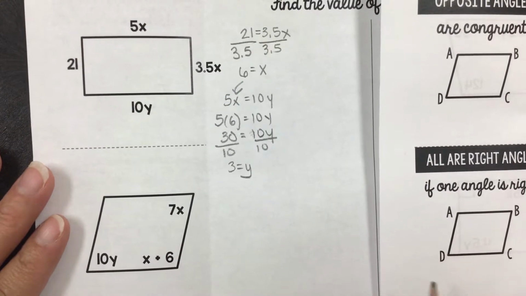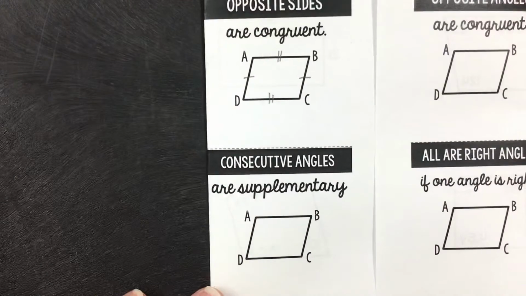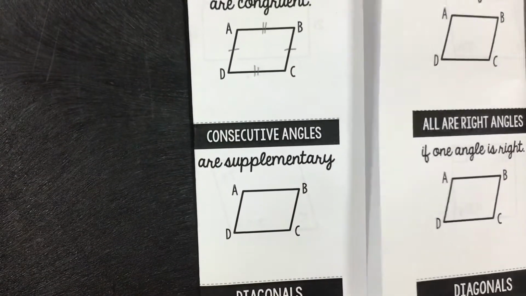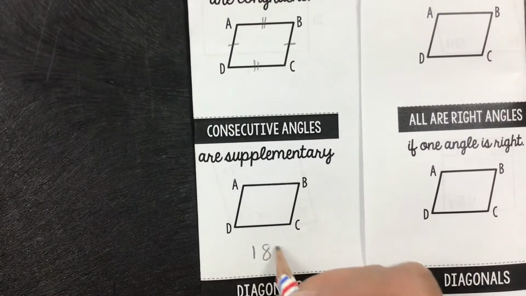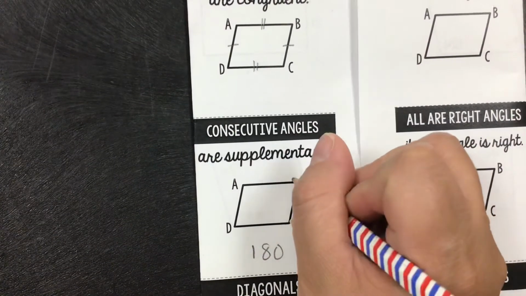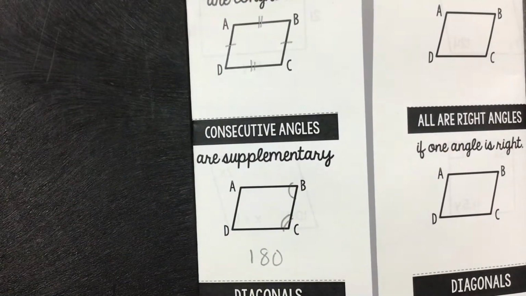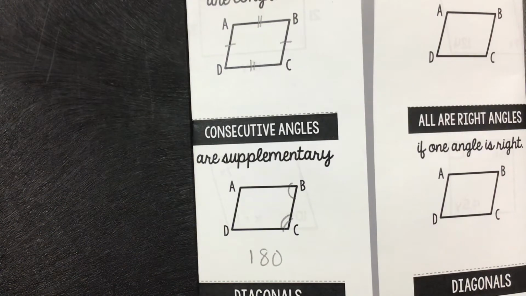For the next one, we have that consecutive angles are supplementary. Supplementary means that they equal 180. And consecutive means just next to. So for example, this one plus this one would equal 180. They don't have to equal the same measurement, but they are equal to 180.